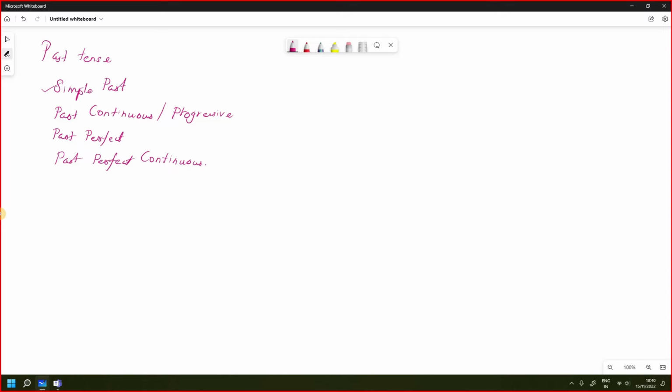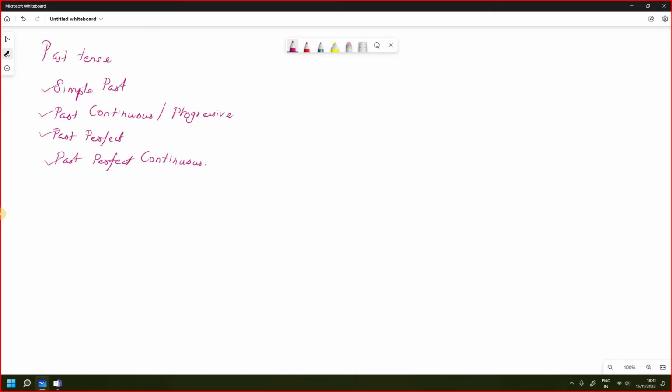So we'll have to see one by one. What is simple past, past continuous, past perfect, and past perfect continuous? These are all we have to understand. And it is not difficult at all. It is very easy, but you should not memorize. You should understand how these tenses work, and then you should also understand where these tenses should be used, right? So we'll start with the simple past.